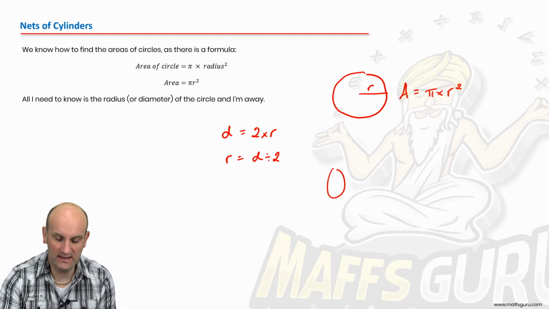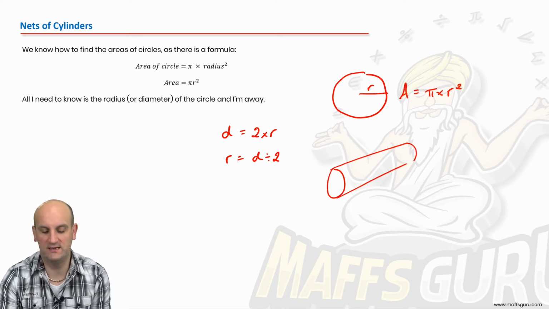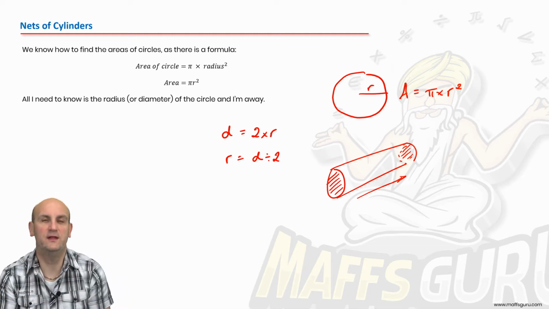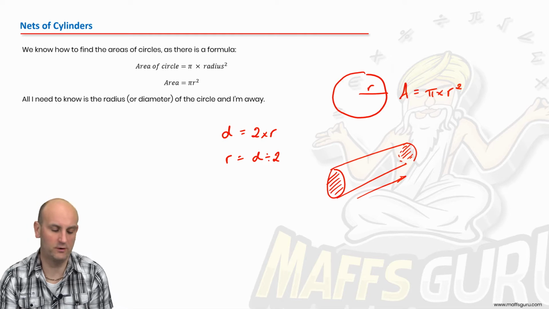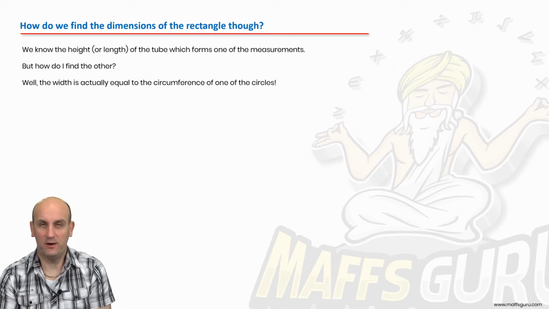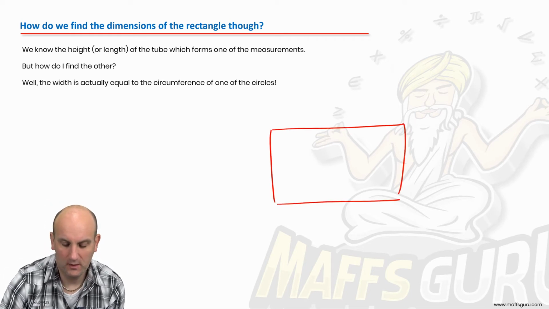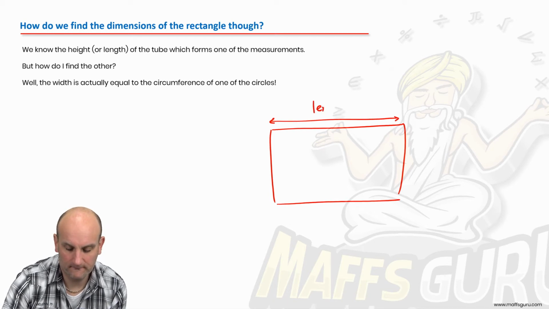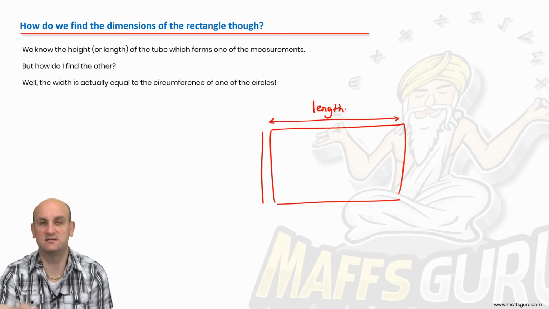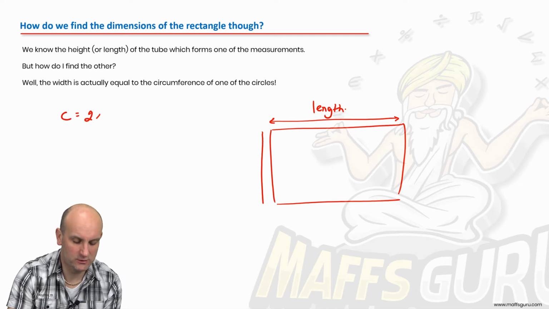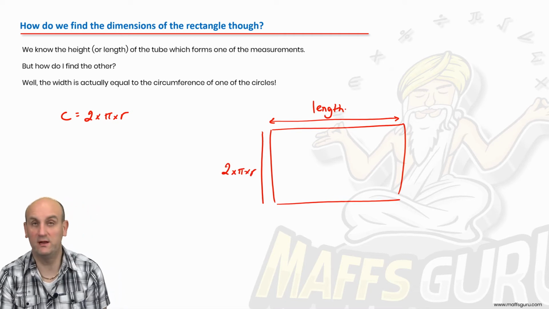So automatically, if I have a cylinder and there is a visual representation of a cylinder, I now know I can find the area of that end and the area of that end, because the cylinder is going to be the same thickness or width or diameter all the way through. So that's fine. But how do we find the dimensions of that rectangle? Well, as I've said before, if we have the rectangle here, this is going to be my length. And this here is the circumference of the circle. And so what I'm going to write there is we know that the circumference of a circle is 2 times pi times radius. And so we know this is 2 times pi times radius.